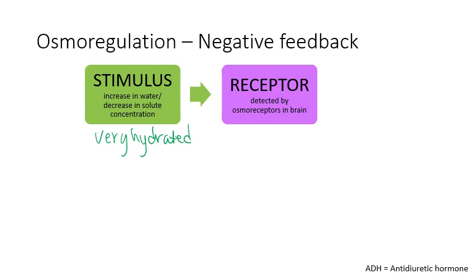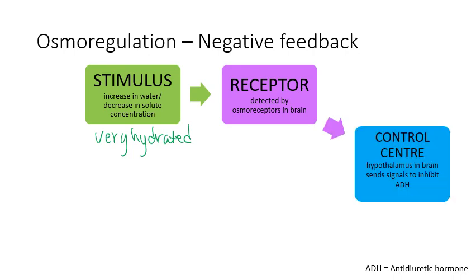Again, we have those osmoreceptors, so water receptors, in our brain detecting the level of water that is in our bodies and sending that signal to our control center, our brain. Again, we have the hypothalamus detecting that, and this time, instead of producing and releasing that hormone, antidiuretic hormone, this time we are inhibiting it, or we are stopping it. So we do not release ADH.